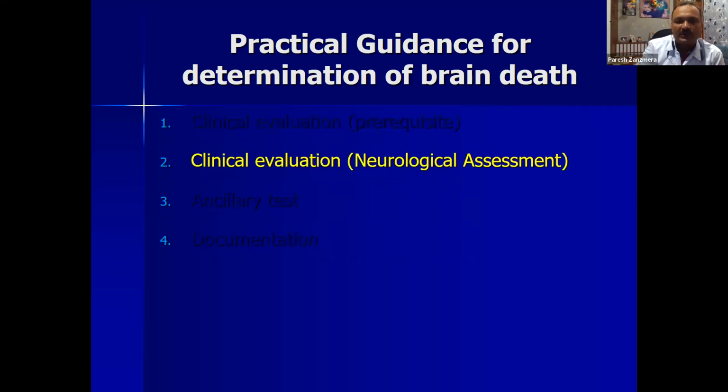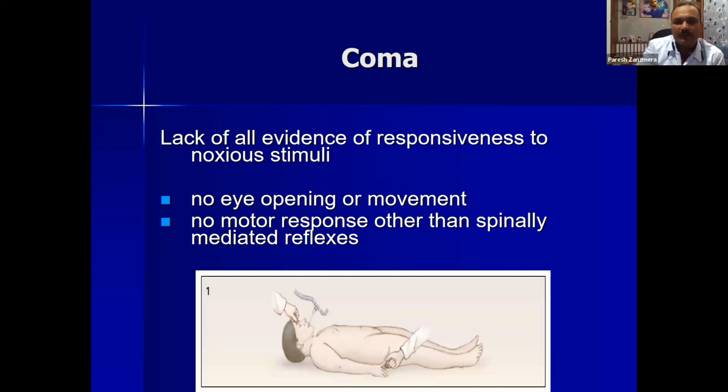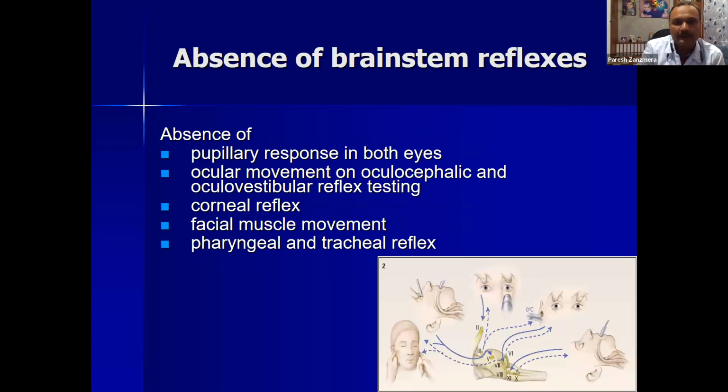So how will you do the neurological assessment of a brain death patient? The first thing is the patient should be comatose, so lack of all evidence of responsiveness to noxious stimuli. We put pressure on the sternum or on the supraorbital ridge, and there should not be any eye opening or any movement, or any motor response other than spinally mediated reflexes. There are some exceptions that I will come to in subsequent slides, where the patient is still moving the legs and you are telling this patient is brain dead, but that could be possible. So be attentive for that.